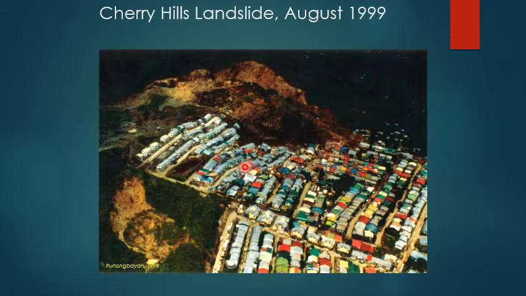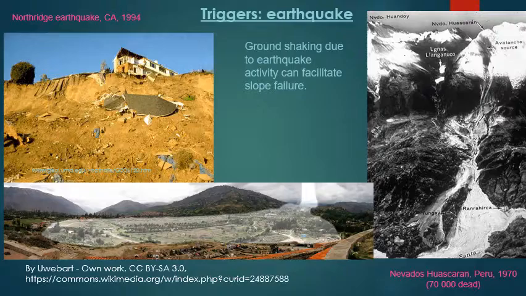In the previous discussion, we were discussing rainfall-triggered landslides. In the next discussion, we will talk about the triggers of landslides. This time, the trigger is earthquake. Ground shaking due to earthquake activity can facilitate slope failure. The avalanche from Mount Huascaran in Peru was triggered by the 1970 Ancash earthquake with a magnitude of 7.9. It is considered to be the world's deadliest avalanche with 70,000 casualties.